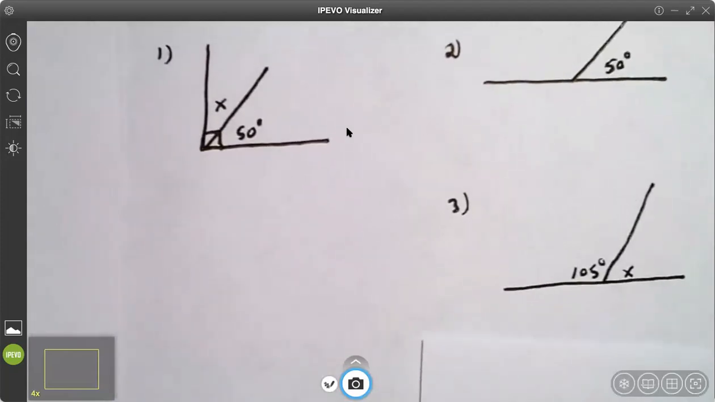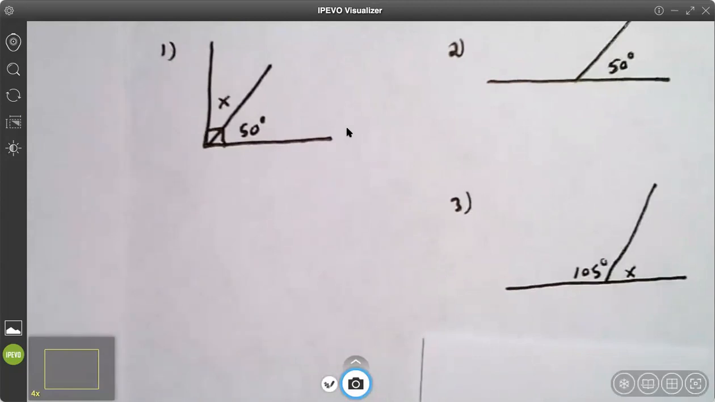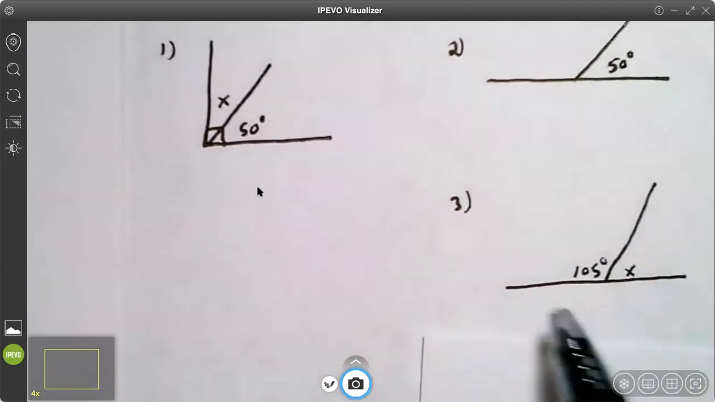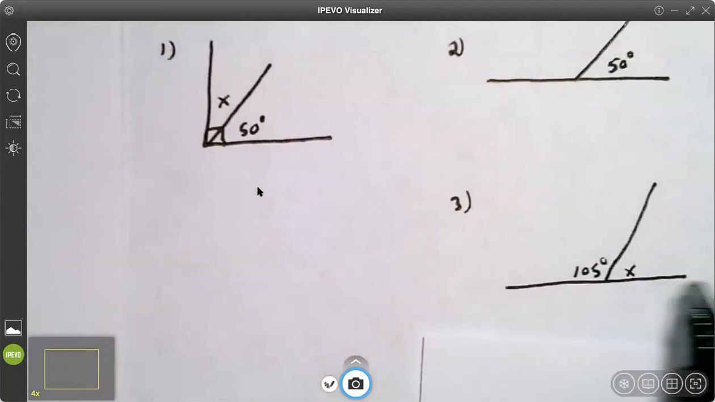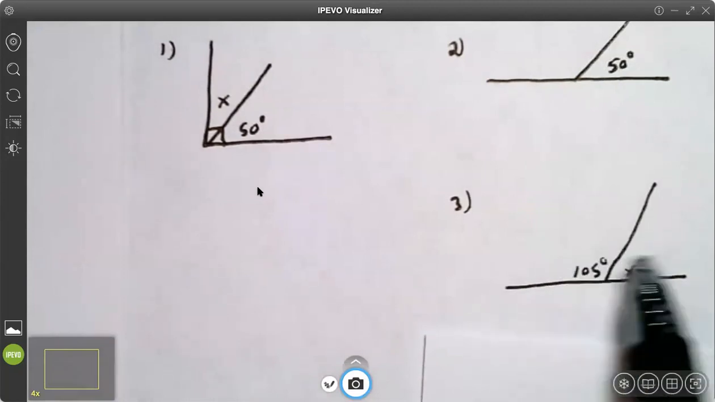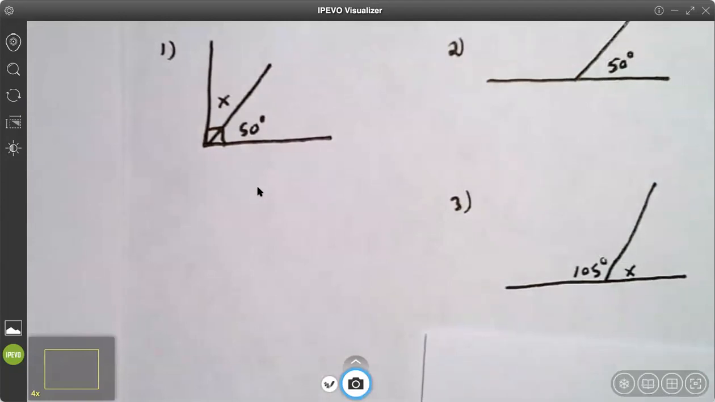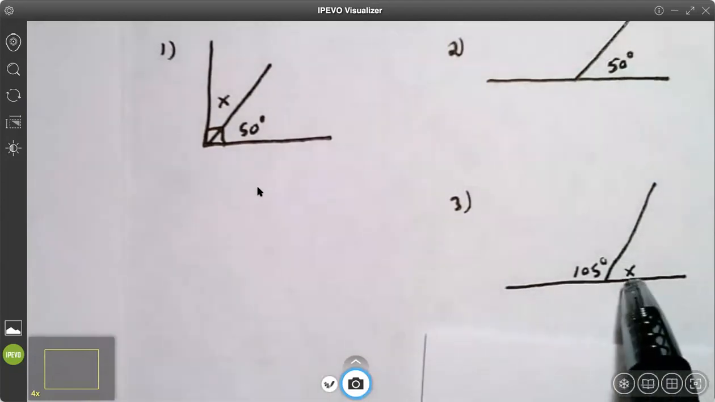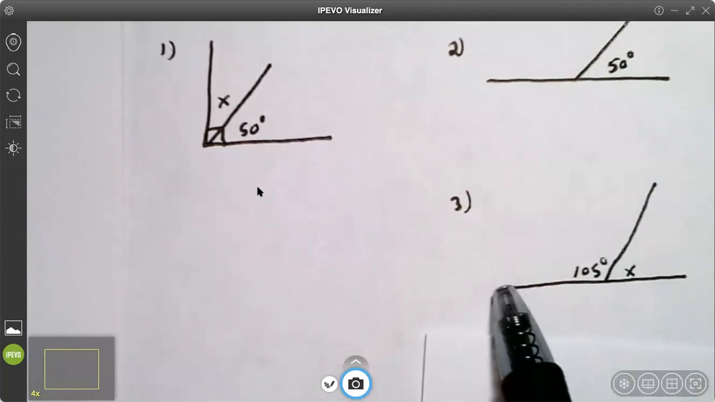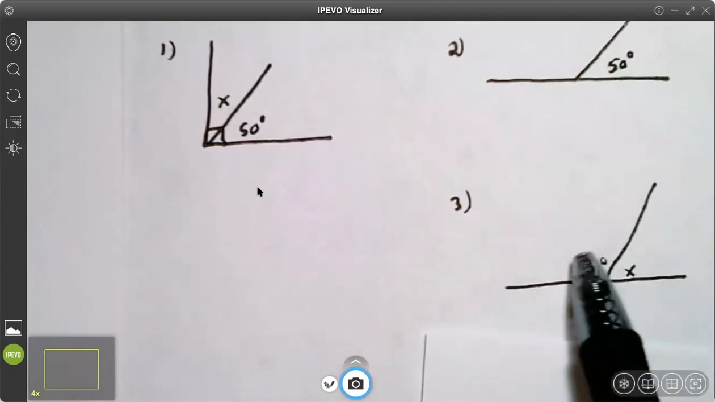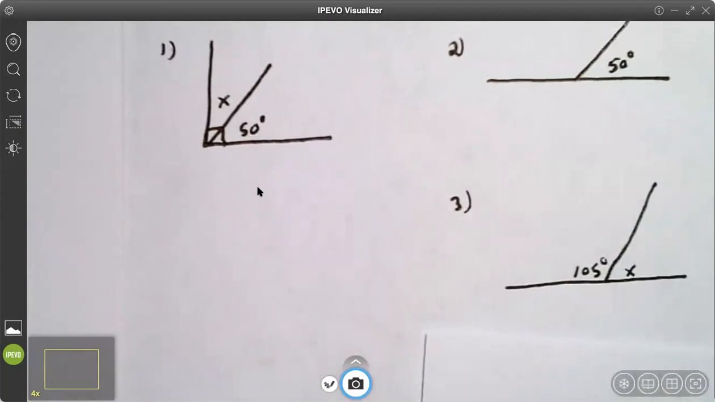Try number 3. Number 3, form a straight line. So they are supplementary, which means if I add them together, I get 180. So I could say 105 plus x equals 180 and solve an equation, or I could just take 180 minus 105 equals, and what's left over would be my answer, and the answer to number 3 is 75 degrees.